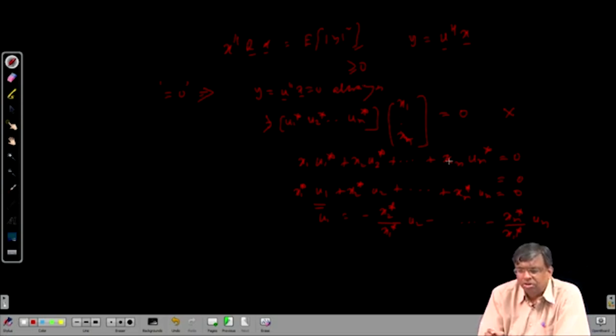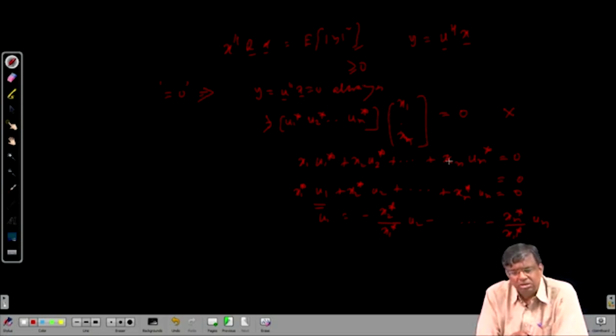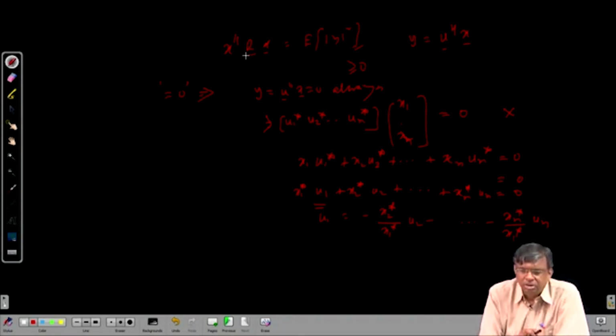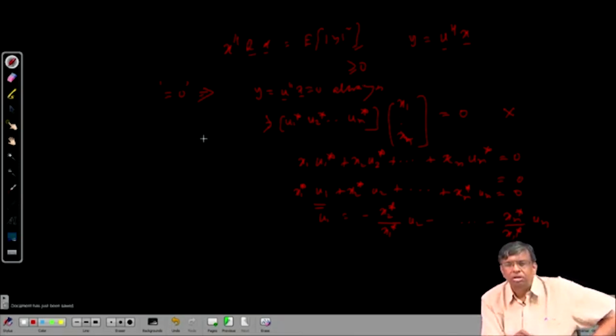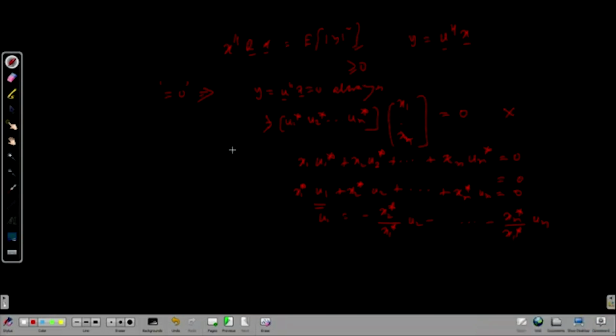In such cases, this is not possible for a non-zero x. Which means we can assume the matrix to be positive definite, because it will be actually greater than 0, equal to 0 ruled out. In that case, R will be positive definite, and therefore R is invertible. So in our future lectures, correlation or covariance matrices like R, we will assume them to be positive definite, and then we can write R inverse. That is, we will assume this inverse exists.